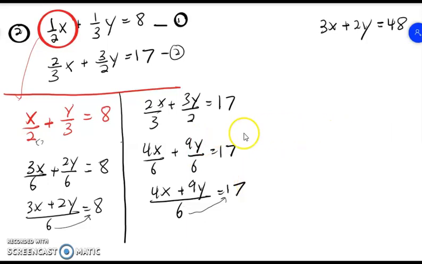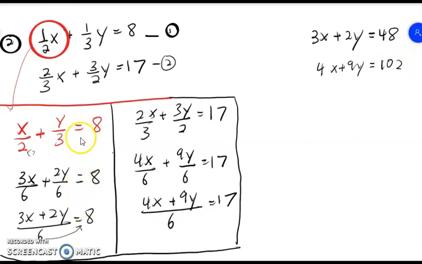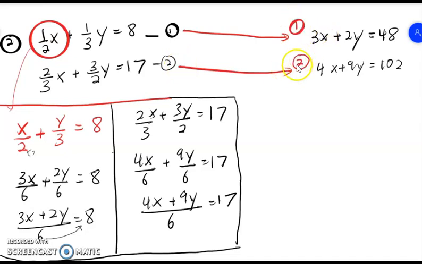And we copy down here. So you'll be getting 4x plus 9y equals 102. Okay, so I repeat again, I always remember you have to change from this form to this form, from this form to this form. So now here you have equation number 1 and equation number 2. Your probability of making mistakes from here is very little, compared to this fraction form.